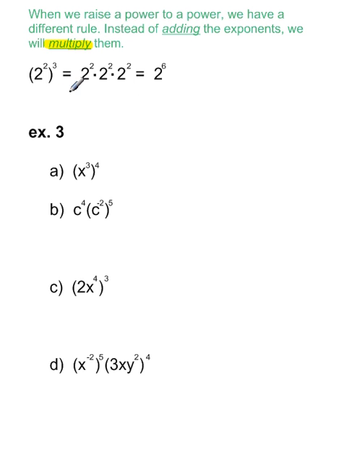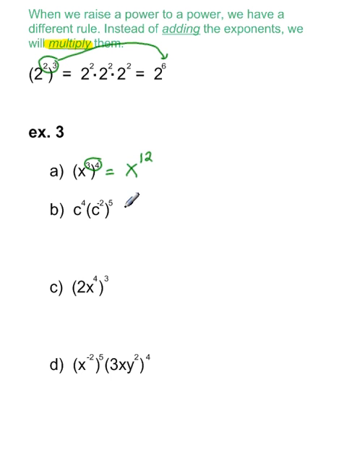And that is the same thing as 2 to the 6th. So what we can do to bypass this middle step is just to take our two exponents, our 2 and our 3, and just multiply them together. 2 times 3 is 6. So we were able to cut out this middle step here. Let's look at example 3a. Here I have x to the third raised to the fourth power. I have two exponents here. Since it's a power raised to a power, that means I'm multiplying them. 3 times 4 is 12.